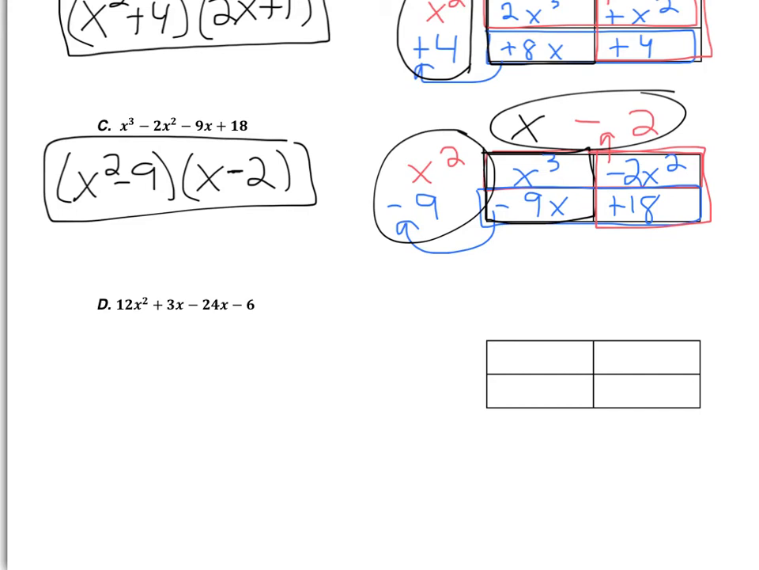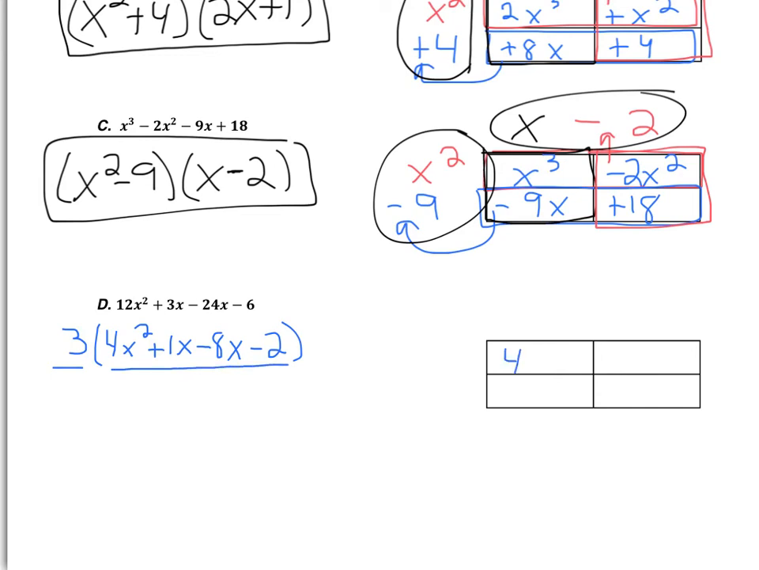12, 3, negative 24, and negative 6, I can divide them all by 3. So if I divide 12 by 3, I get 4x squared. If I divide 3 by 3, I get 1x. Negative 24 divided by 3 is negative 8x. And negative 6 divided by 3 is negative 2. So this 3 is a factor that we're going to put in our final answer. And then what's in parentheses are the values I'm going to put in the box.